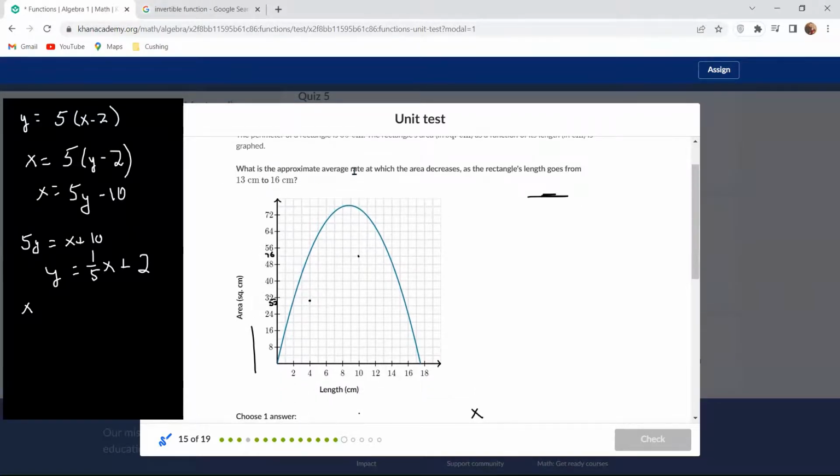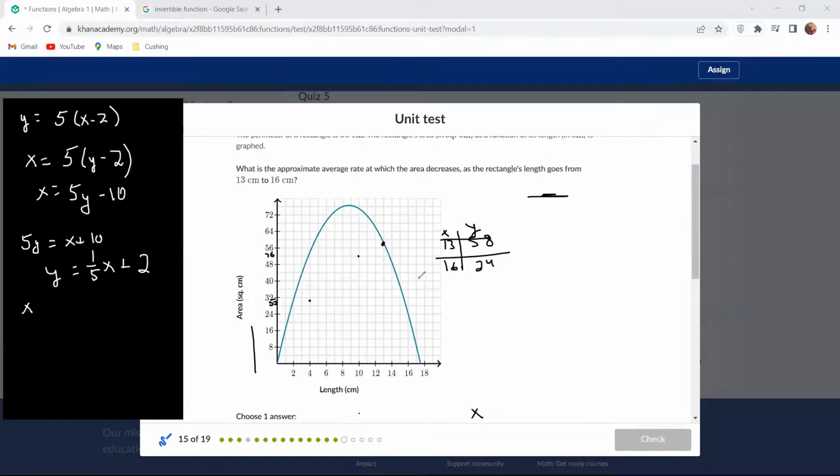What is the approximate average rate at which the area decreases as the rectangle's length goes from 13 to 16? So from 13 to 16, when X is 13, it is here. So the output is here at 58. So the input is 13 and the output is 58. And then the next input we're thinking about is 16. And at 16, it's getting smaller, so it's going to 24.